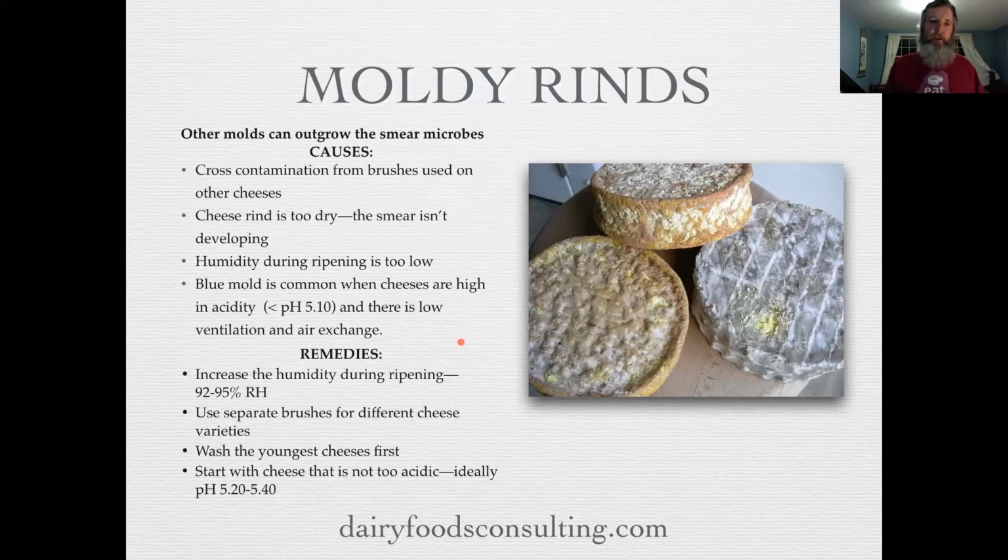And so if you also have, similar to mucor, a lack of ventilation and air exchange, you're going to see blue mold. It's a microaerophile, meaning that it does much better in conditions where there's limited amounts of oxygen versus the bloomy type rind microbes like your Penicillium candidum. So on a wash rind cheese, you've got to have that good ventilation and air exchange. And so one way to defeat the other molds is to just keep the humidity up and have good ventilation and air exchange. So increase the humidity during ripening, segregate the brushes.